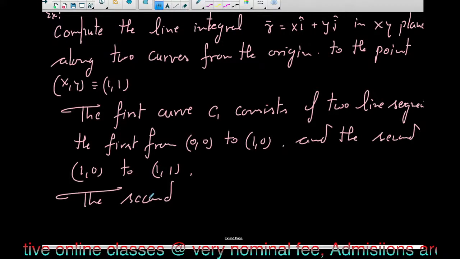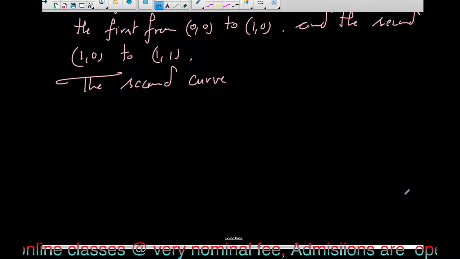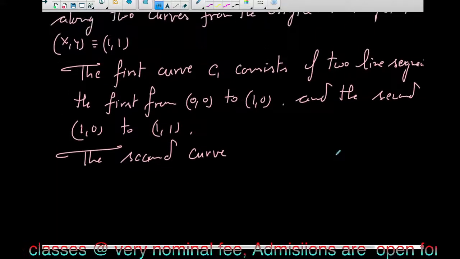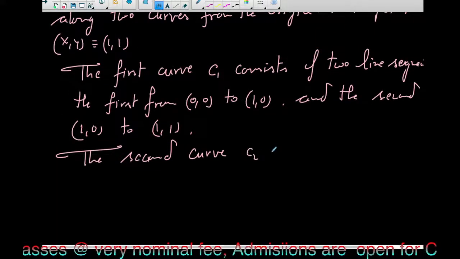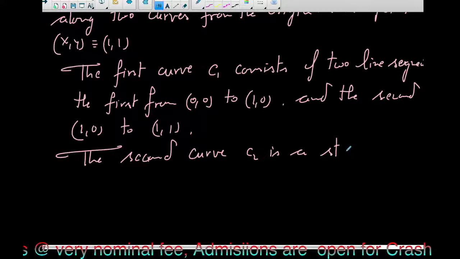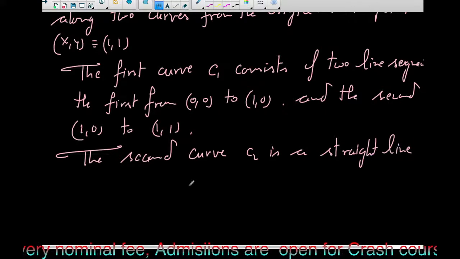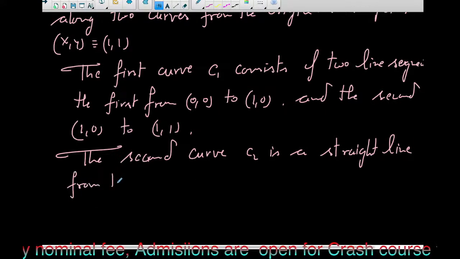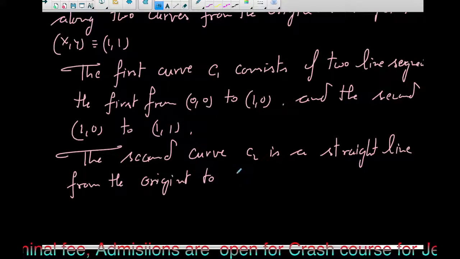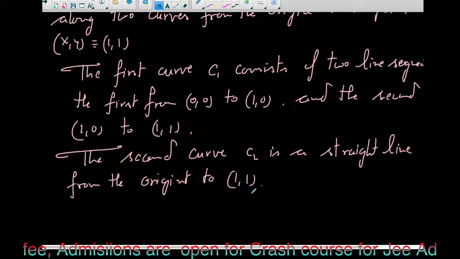And the second curve, let's take an easy one. You see C2 is also a straight line from the origin to 1,1. C2 is a straight line from the origin, 0,0 to 1,1. Now, try to do this.